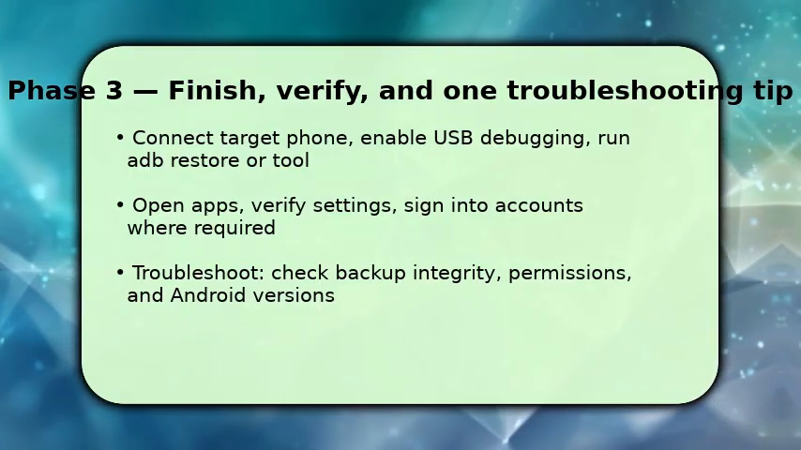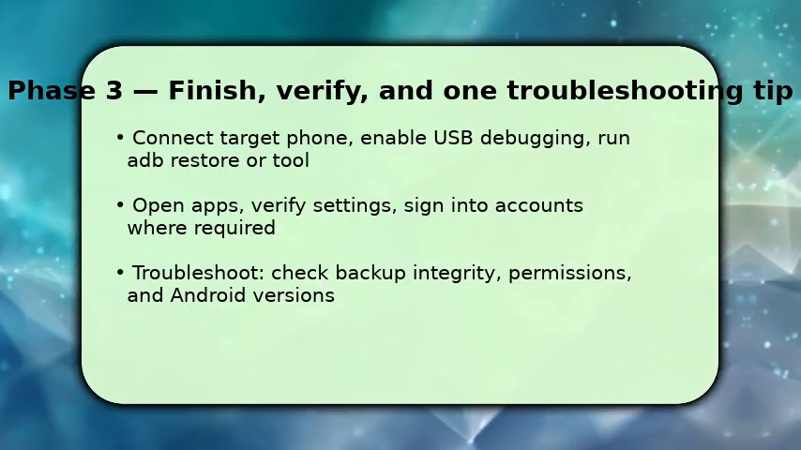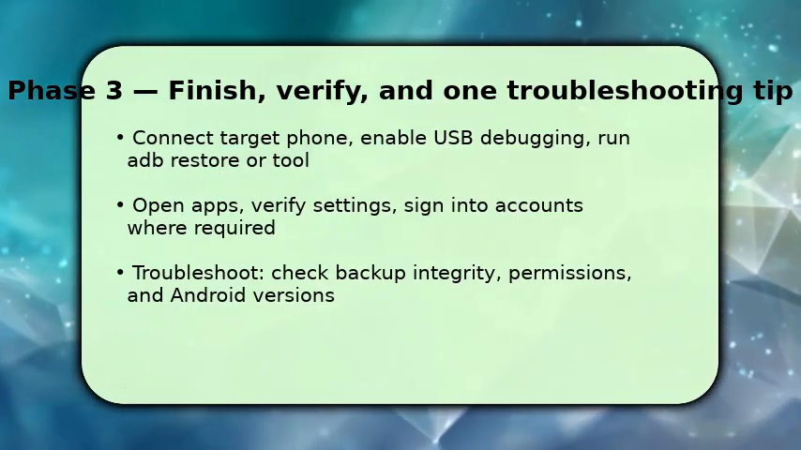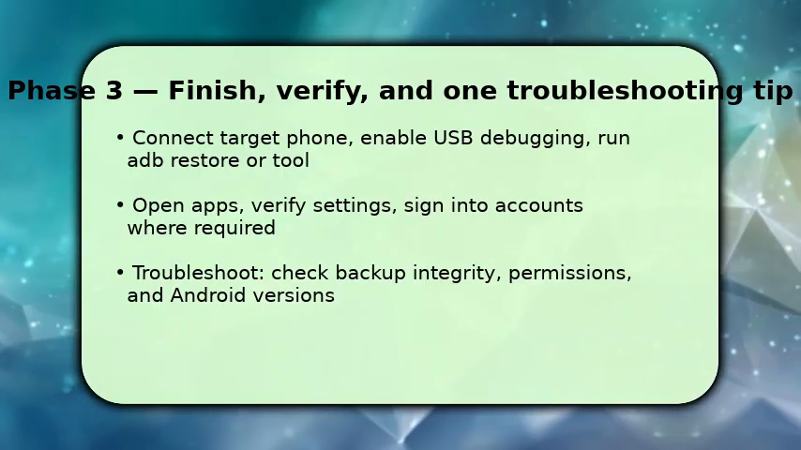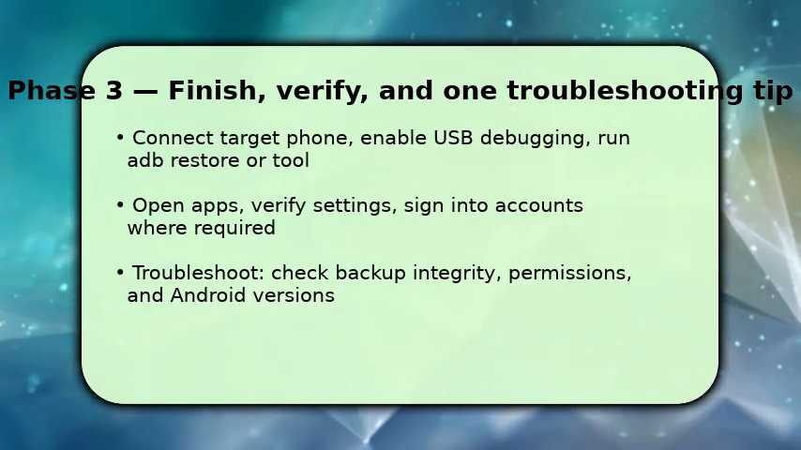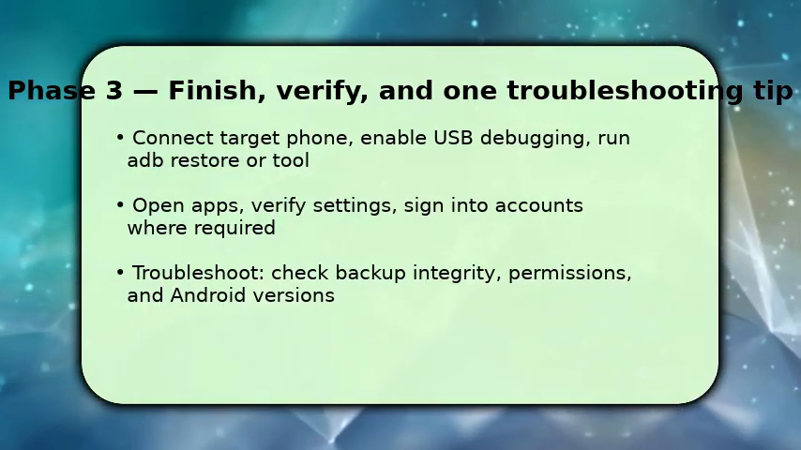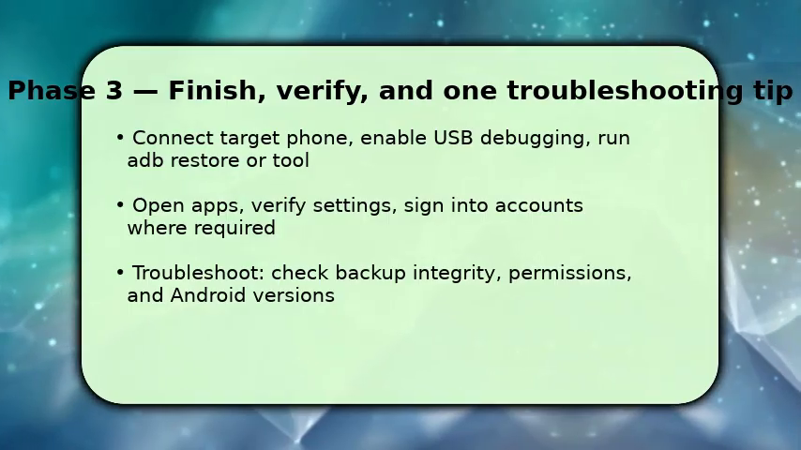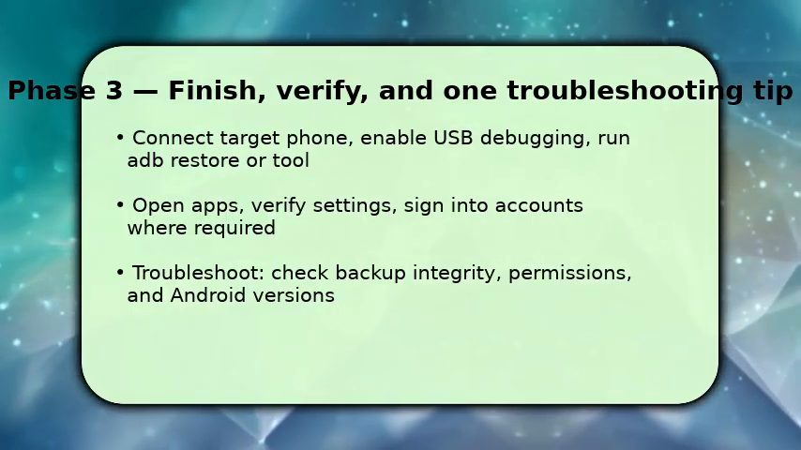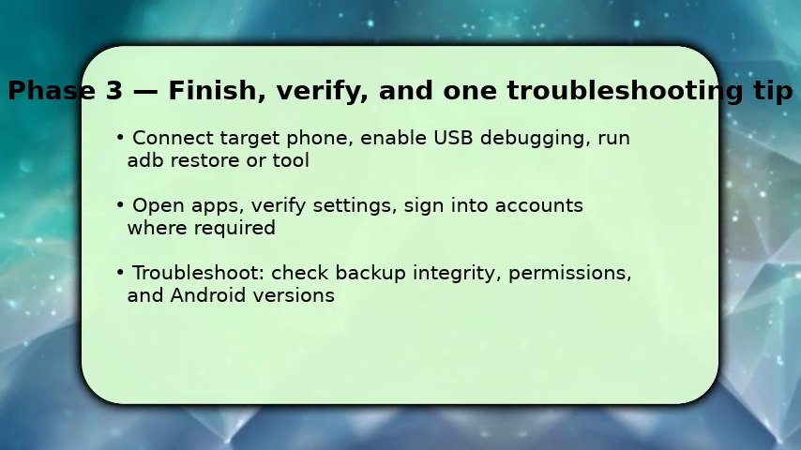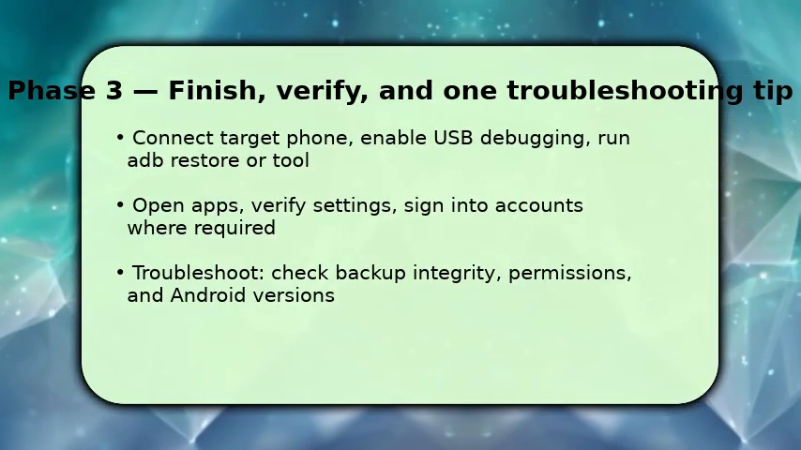After restore, open each app and check settings, sign into any accounts, and confirm data like chats, progress, or saved files are present. If something's missing, check the backup integrity and ensure both phones use compatible Android versions. Also confirm app permissions. If needed, repeat backup/restore or pull specific app files.